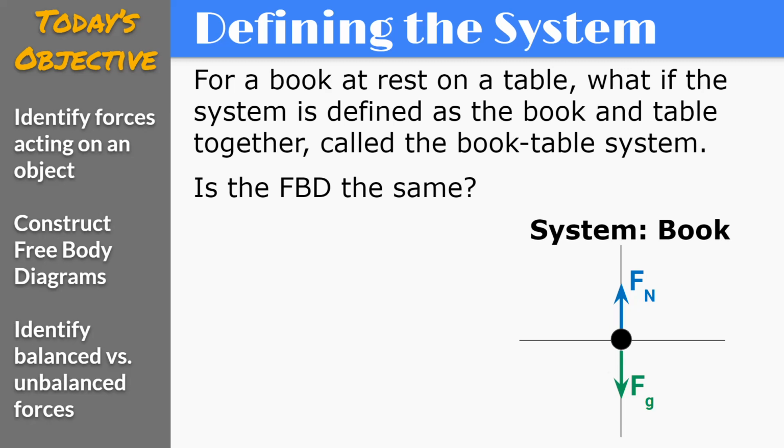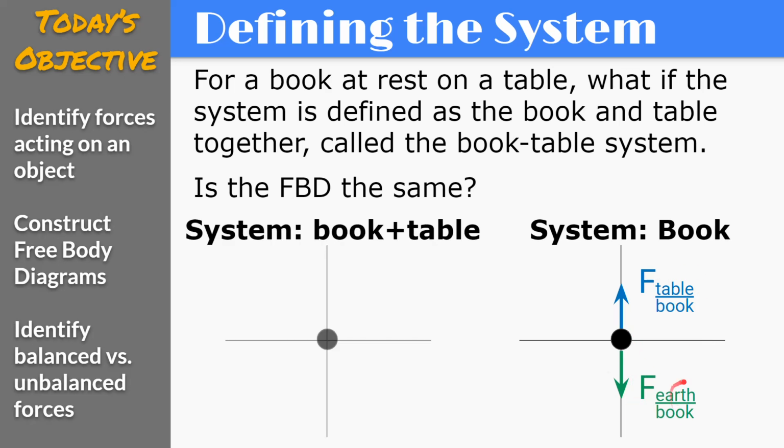But if I had to draw the book table system, would it be the same? And again, in a free body diagram, you can only show external forces acting on your system. So that normal force that's right here is between the table and the book. If I redefine my system to be the book table system, this is now an internal force within my system. Okay, whereas this is between the earth and the book. That's still external. Okay, so Fg can stay there, but you would not be able to draw the Fn vector, at least not for the support force from the table, because now the table is part of your system.